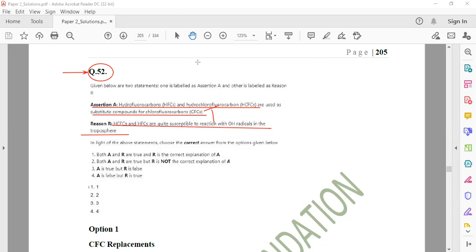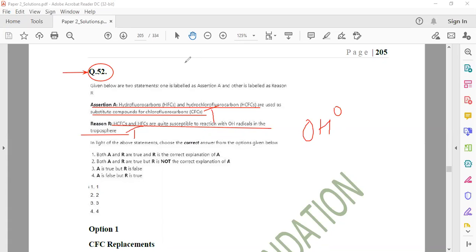So hydrochlorofluorocarbons and hydrofluorocarbons are susceptible to reaction with OH radical. OH radical is also very important if you ask me. They easily react with OH radical and vanish from the environment. That's why they do not pose as much threat as CFCs for global warming or ozone depletion. So this is absolutely true and both are explaining.